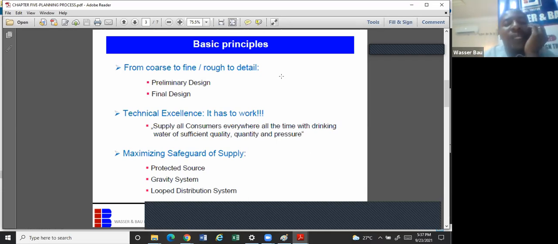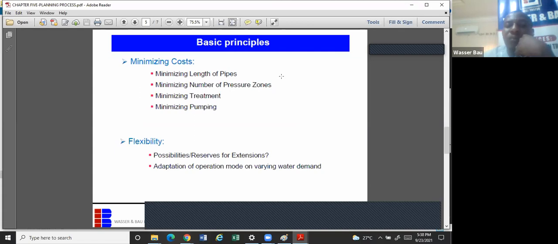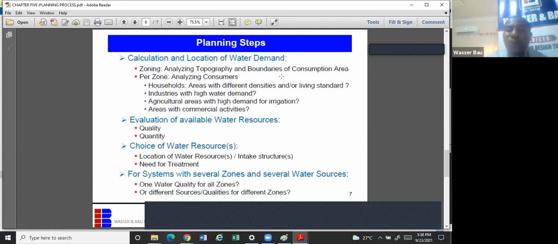So in any design work, there's always a primary design and a final design. And by the way, health risk, I've talked about it. Minimizing environmental impact, you have to choose the water source and take note of the location of the water source. Okay, so here you have minimum cost, which is minimize length of pipe if you want to have a minimum cost, minimize number of pressure zones, minimize your treatment, and minimize your pumping. So minimize, minimize, minimize. And when we read all these things, we're going to understand them.